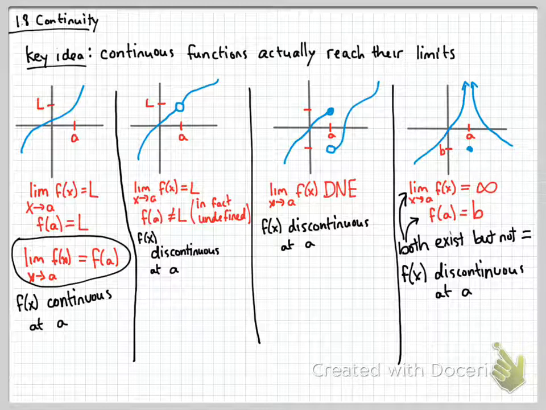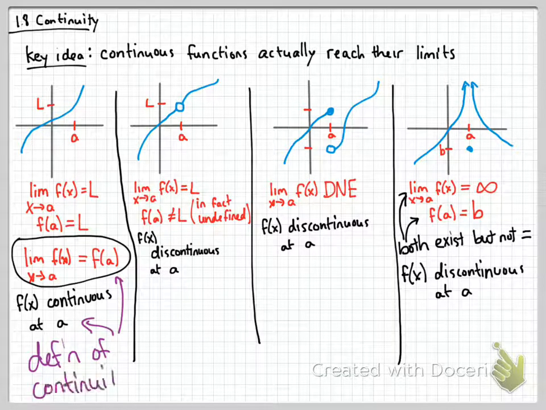Only one way to be continuous, that is, when the limit of the function as x approaches a equals the value of the function at x equals a, that means the function is continuous at a, and that's the definition of continuity. That requires the limit to exist, the function to exist at that point, and those two things to be equal.